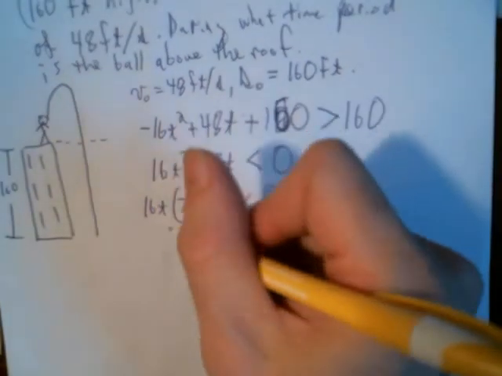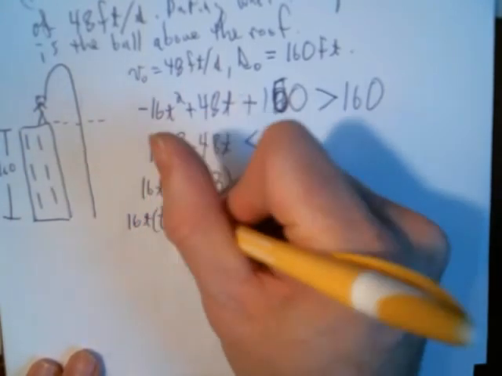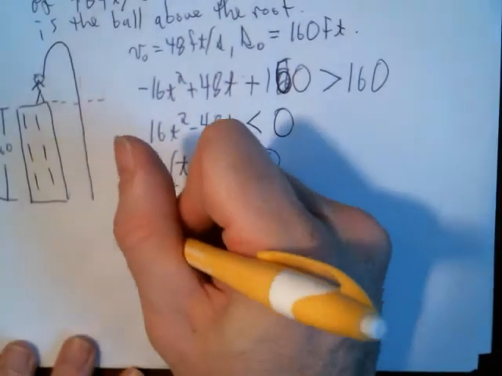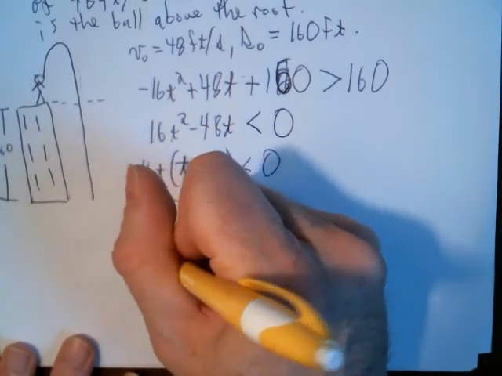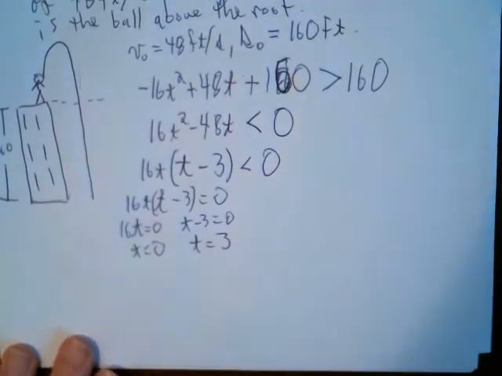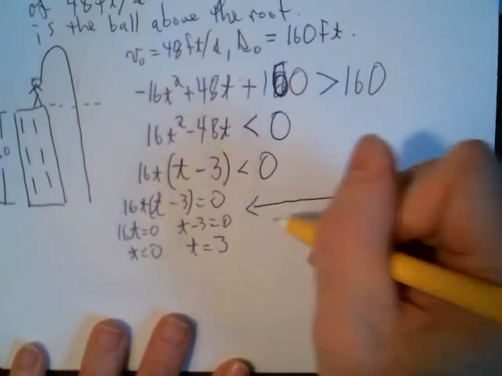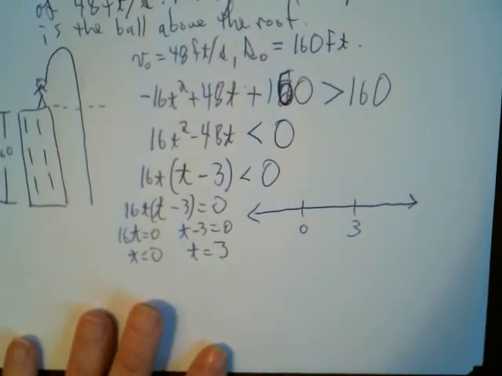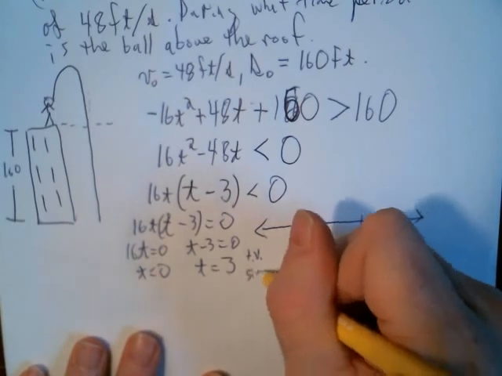The boundary points then: you're setting it equal to 0 and solving. 16t times t minus 3 equals 0. So you get two solutions, two boundary points. 16t is 0, so t is 0, or t minus 3 is 0. In other words, t is 3. Okay. So we'll go ahead and plot those down on our number line, 0 and 3. Right there, we have test values, we have signs, and we have conclusions.